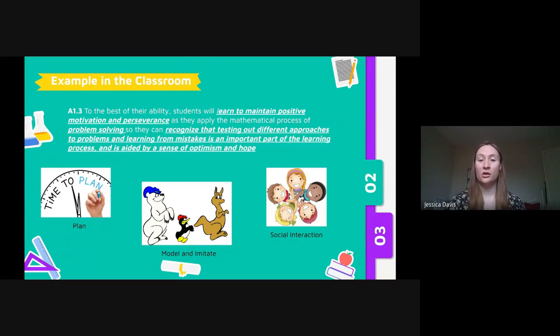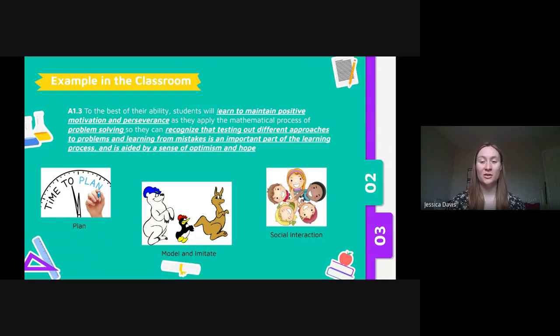So for a teacher who is creating a lesson plan to work on this specific expectation, it's very important that they plan and model motivation and perseverance to their students. They need to show students how to be optimistic and how to persevere. Also, in creating their lesson plan, it's important that the teacher plans to show their students multiple ways to problem solve and multiple ways to solve the math problem so that students can model that behavior and that skill from their teacher.